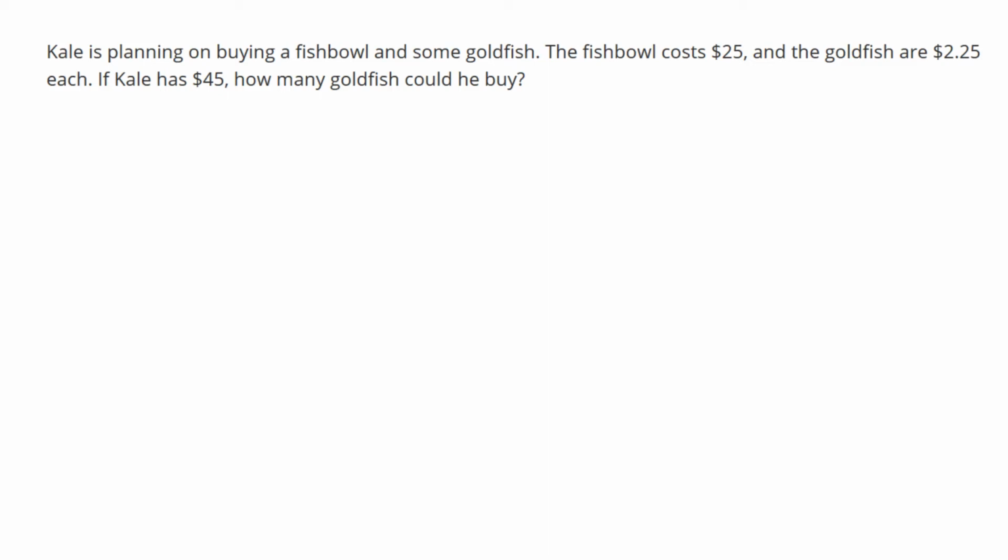Okay, important information we know in this problem is that fish bowls cost 25 bucks and then the goldfish are $2.25 each. We also know that Kale has $45 to spend. Question is, how many goldfish could he buy?